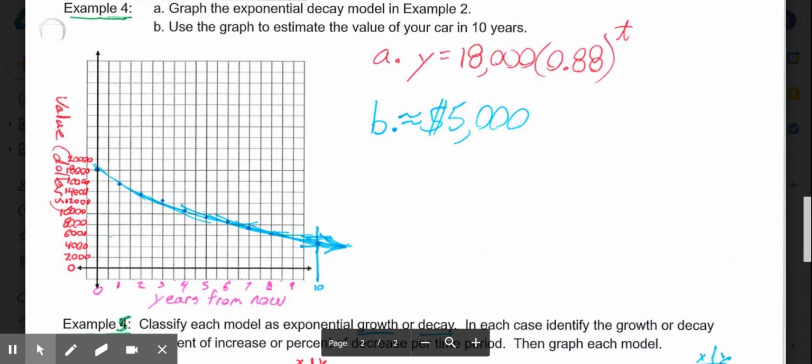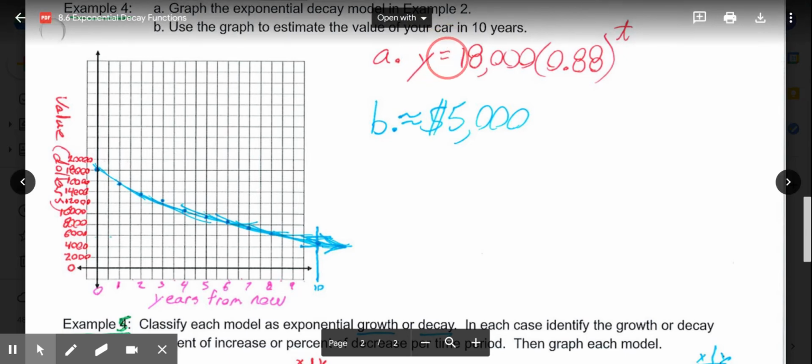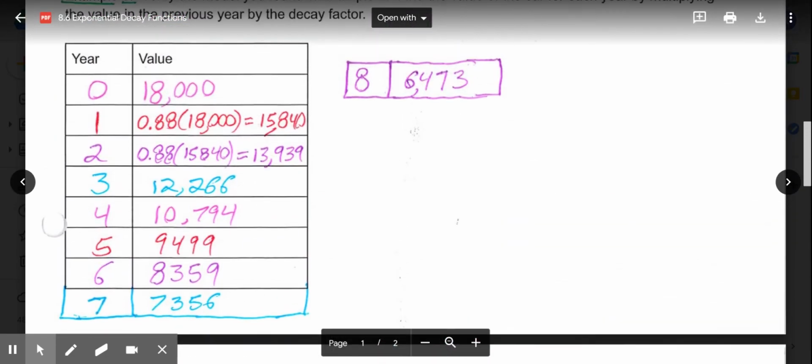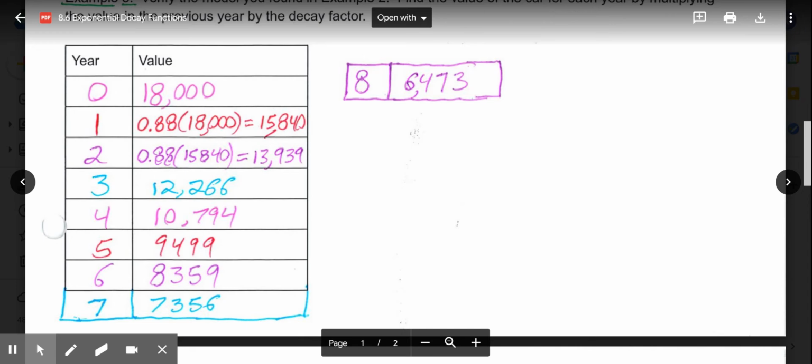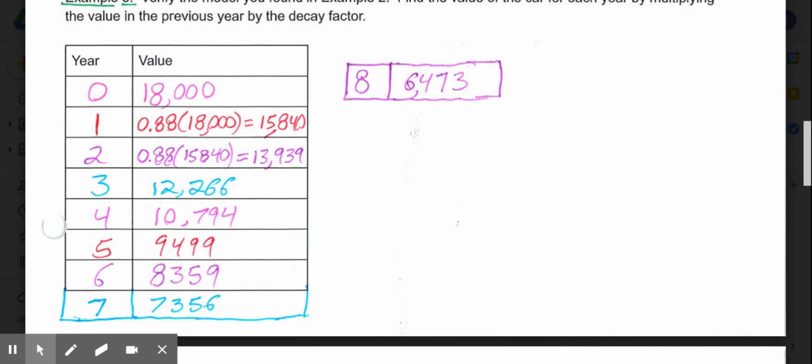Now in example 4, it wants us to graph the exponential decay model from example 2. So again, here was our model: y equals 18,000 multiplied by 0.88^t. I don't need to redo my points because I had them in the previous example right here. This would be our x value, and this would be our y value. So our first point would be over 0, up 18,000. Next point would be over 1, up 15,840. Over 2, up 13,939, and so on.